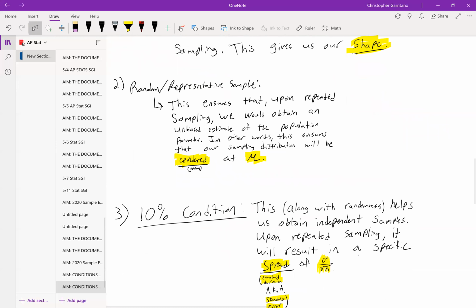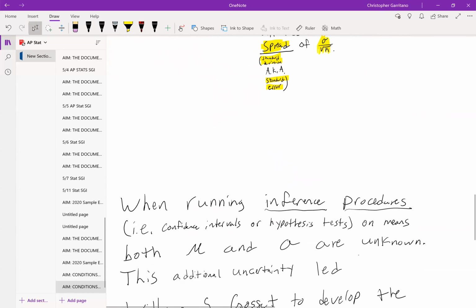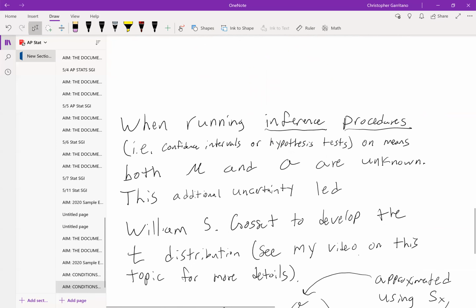Now, one other sort of complication that we discussed already when referring to analyzing sample means is if we're running an inference procedure, and when I say inference procedure, I'm referring to either determining a confidence interval to approximate mu, or we're running a hypothesis test on some assumption about mu. Then in that situation, both the population mean and the population standard deviation are unknown.